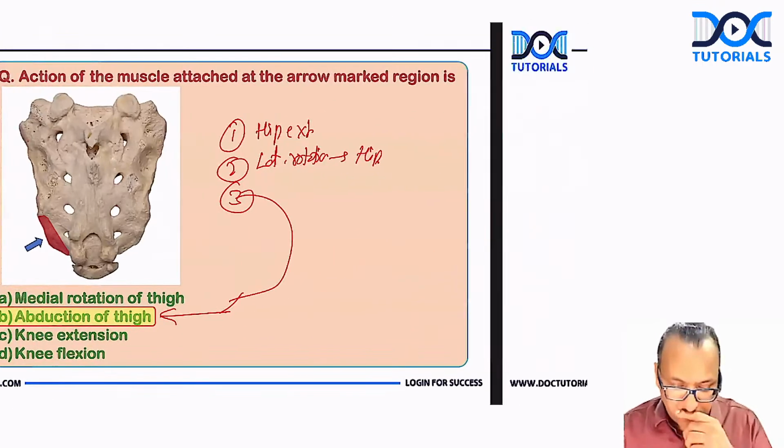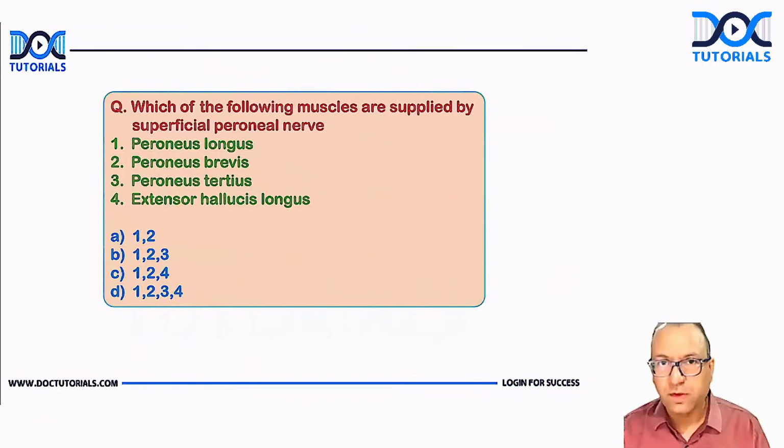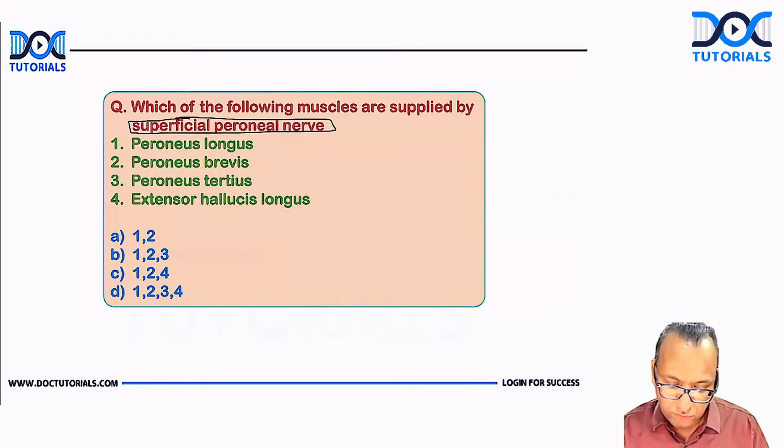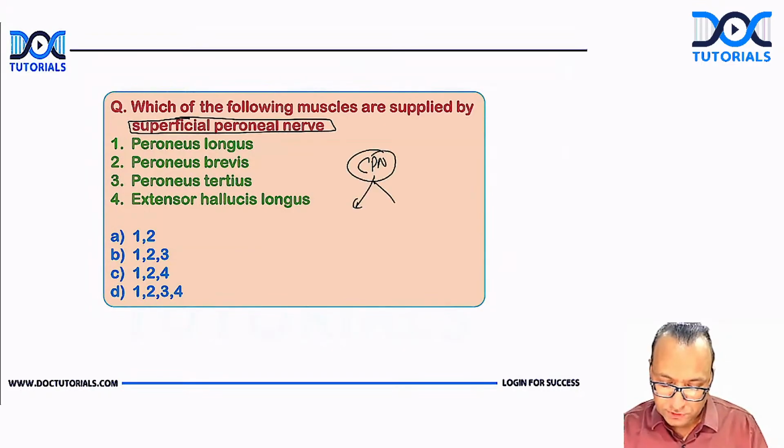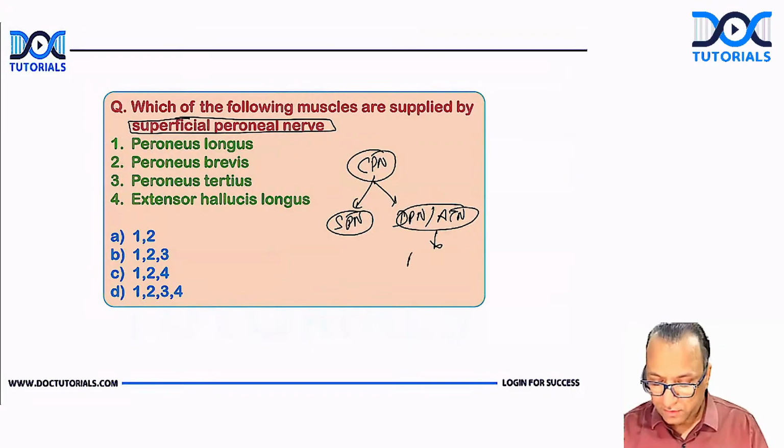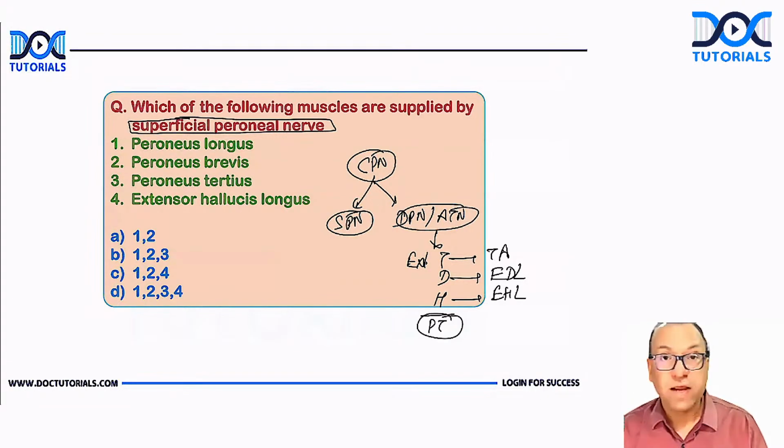Now, as you proceed further, again, a simple question for people who have their basics intact. Which of the following muscles is supplied by the superficial peroneal nerve? You know, there's a common peroneal nerve. It will give two branches: the superficial peroneal nerve and the deep peroneal nerve. The deep peroneal nerve, also called the anterior tibial nerve, will go to the anterior tibia. In the anterior tibia, you will have the extensor Tom, Dick, and Harry. Tom is tibialis anterior. Dick is the extensor digitorum longus. Harry is the extensor hallucis longus. But it supplies one more muscle, which is peroneus tertius. So there are four muscles supplied by this nerve.